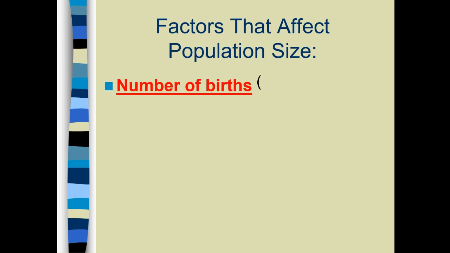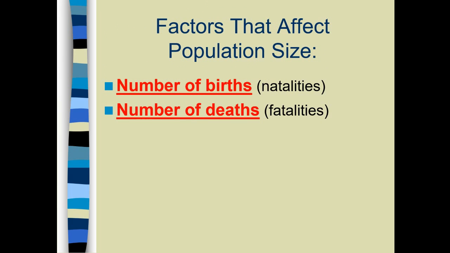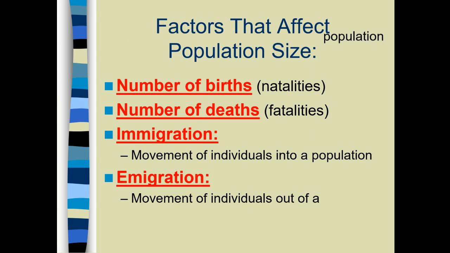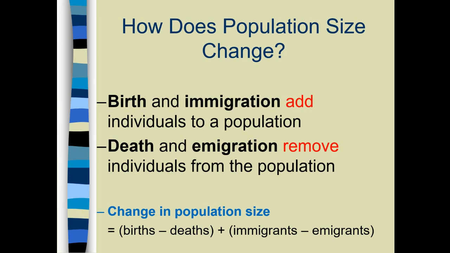So what kinds of things can affect the size of a population or how big it gets? Of course, one of the things is going to be the number of births, sometimes called natalities. The opposite of that is the number of deaths, which are fatalities. Some organisms may move from one population into a different population, which is immigration. If individuals leave that population and go somewhere else, that is emigration. That removes individuals from the population.